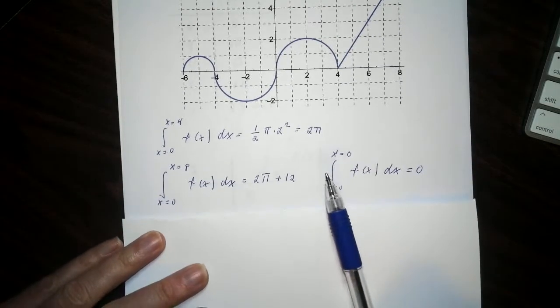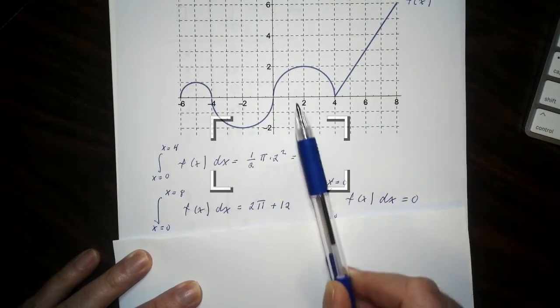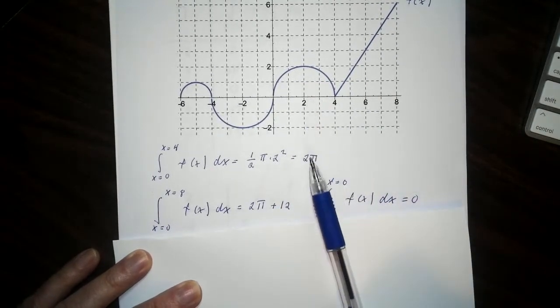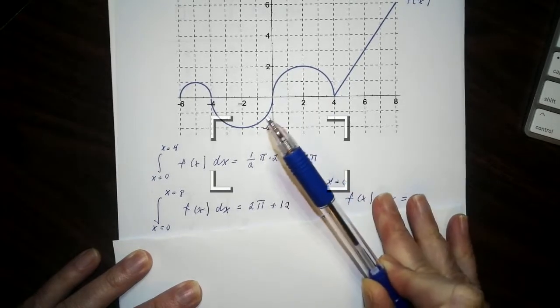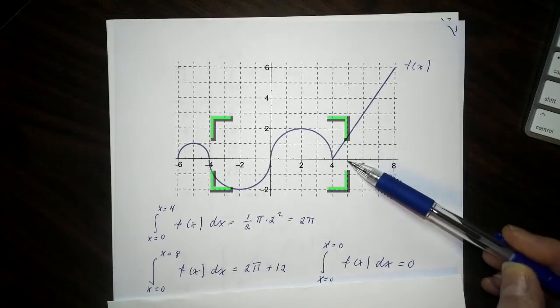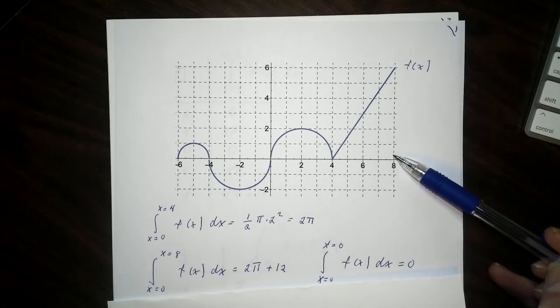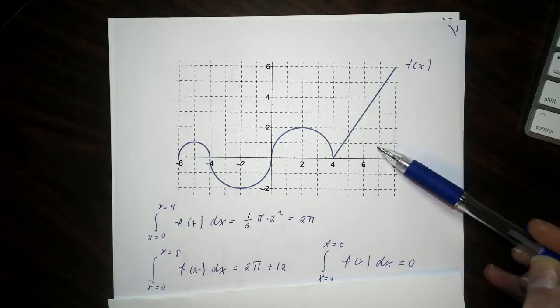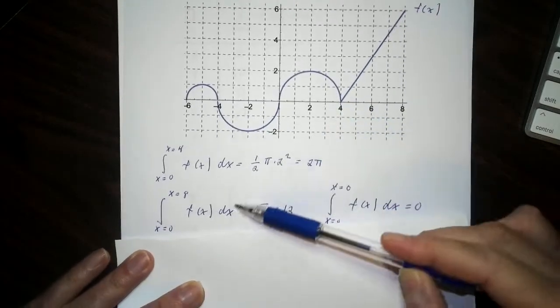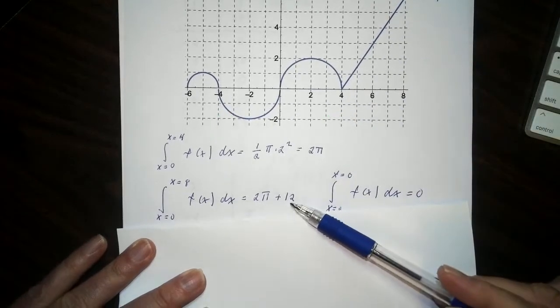Let's say we wanted to compute the integral or signed area between 0 and 8. Well, we would take this area, which we've just computed, 2 pi, and we would have to add to that the area of this triangle. This triangle has a base of 4 and a height of 6. And if I take 1/2 base times the height, I get 12. So the integral from 0 to 8, which is that signed area, is equal to 2 pi plus 12, which I'll leave as is.